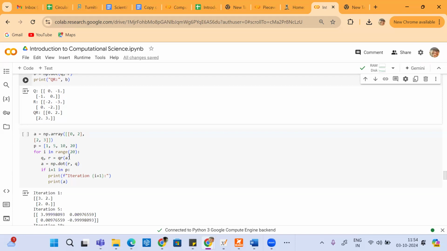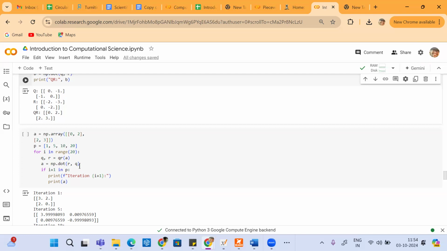For i in range 20, that is, i is going from 1 to 20: 1, 2, 3, 4, up to 20. You apply QR to A. That means A is decomposed into Q and R. Fine. What is the next step I told you? The next value of A will be the swap: RK into QK, right? R into Q, not Q into R. So that's what is np.dot(R, Q). That's where R times Q is done.